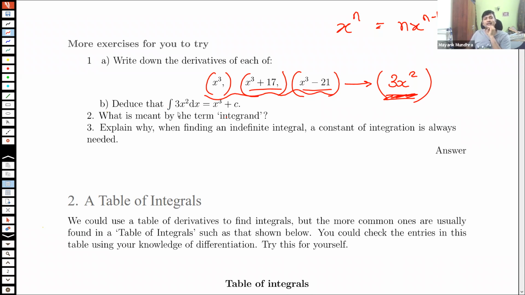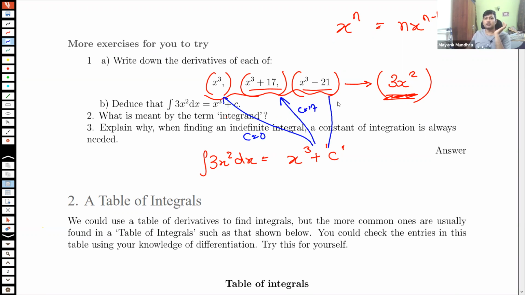So when I write the integration of 3x squared dx, it's going to be x cube plus c. Now this c could be anything. When c is 0, I get this function. When c is 17, I get this function. And when c is minus 21, I get this function. So for different values of c, I can regenerate these functions. These functions are all related in that they have the same differentiation, or the same derivative.